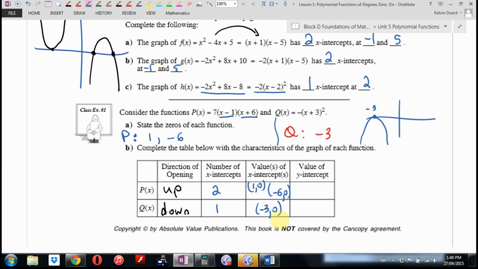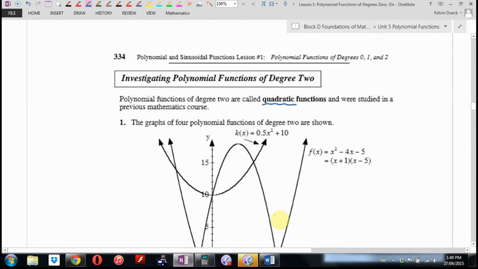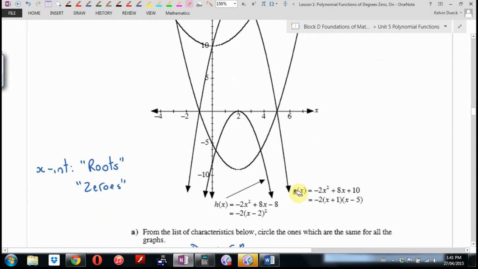Value of the y-intercept. Put your pencils down. Rachel, do you remember how we found the y-intercept? I picked on you back here. How did you know that the y-intercept of function k was 10? How did you know that the y-intercept of function f was -5? How did you know that the y-intercept of function g was 10?